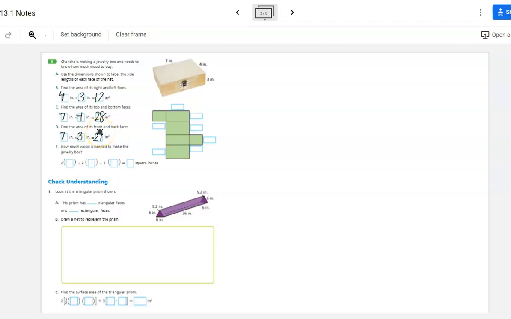How much wood is needed to make the jewelry box? So each of these has 2 sides. So we're going to take 2 times 12, 2 times 28, 2 times 21, and we get a total of 122. Now if you wanted to write this all on here, we have a 7 here, a 3, a 4, a 4 here, 4, 4, and a 3. And that is your build understanding for that section.